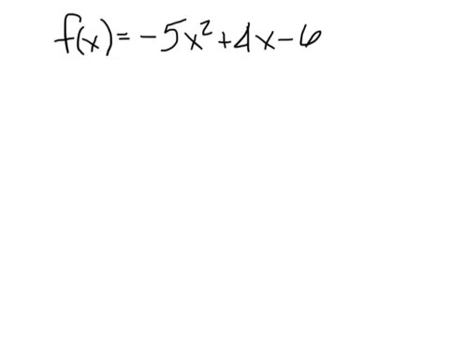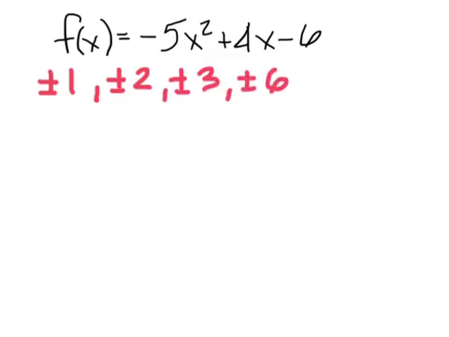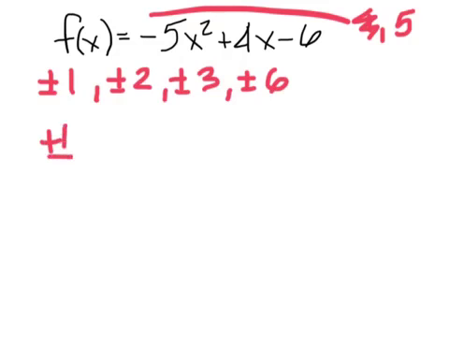Alright, for this one, we're going to have to find the factors of 6, so that's going to be plus or minus 1, plus or minus 2, plus or minus 3, and then plus or minus 6. So for the factors of 5, we're going to end up with 1 and 5, but we only need the 5. So we can leave that first row the way it is, and then go back and divide everything by 5.